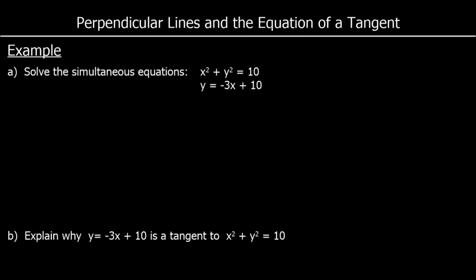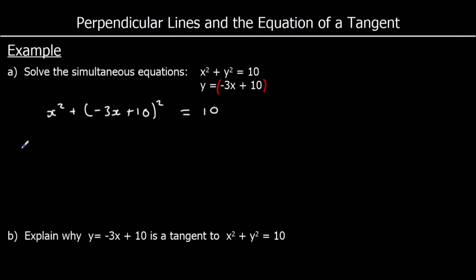Here's a different question. So it says solve the simultaneous equations x squared plus y squared equals 10 and y equals -3x plus 10. So we've got simultaneous equations. We need to solve them by substitution because we've got squares in them. We've got this circle equation here. So let's substitute. Let's change y in the top one into -3x plus 10. So that gives us x squared plus (-3x plus 10) squared equals 10.